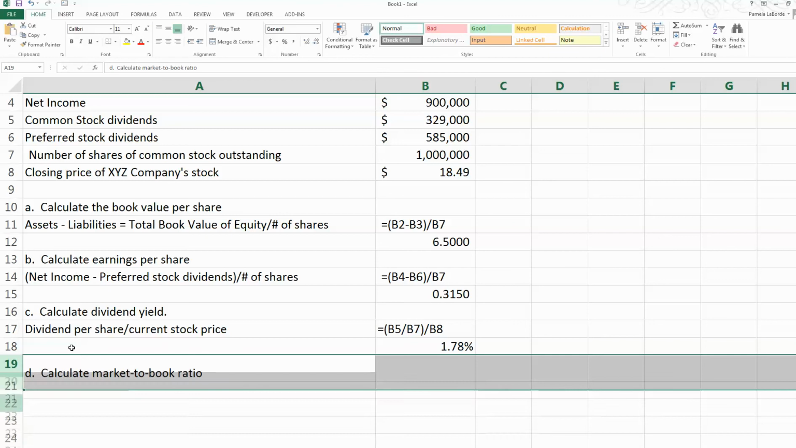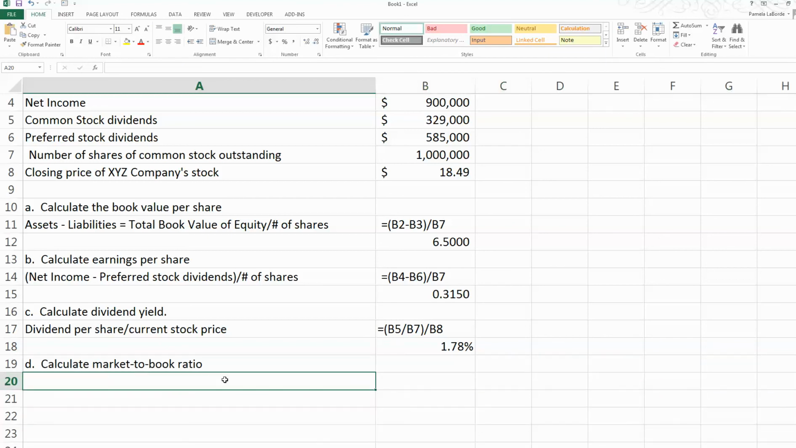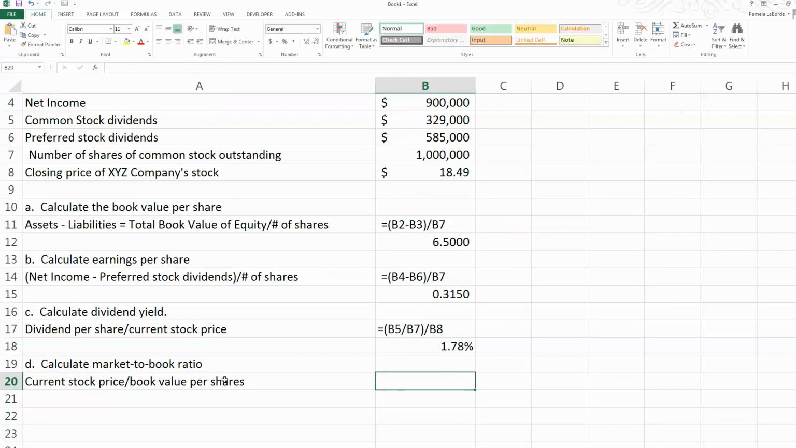And then finally they wanted the market to book ratio. That's actually the easiest one to do of all of them. I take the current market price or current stock price and I divide it by the book value per share, which we actually calculated in part A. So my book value per share is this $6.50. So I would take the current market price of $18.49 and divide that by the book value per share of $6.50 to get 2.84.